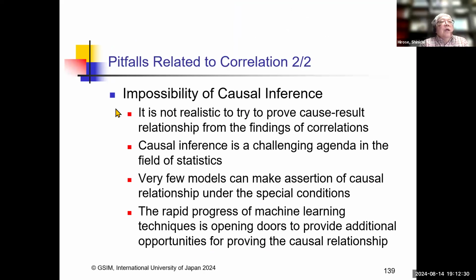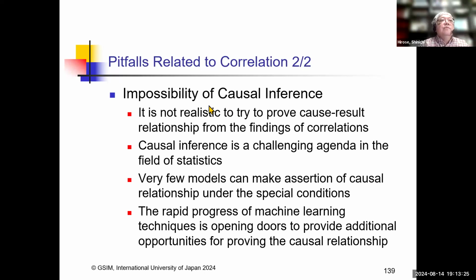Second, correlation shows a two-way relation. It is not the cause versus the result. So you cannot prove which one is the cause and which one is the result by using correlation analysis. In reality, proving a causal relationship, this is the cause, this is the result, is very, very difficult, even if you use advanced statistical techniques.